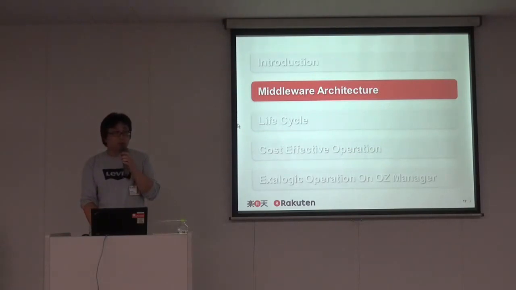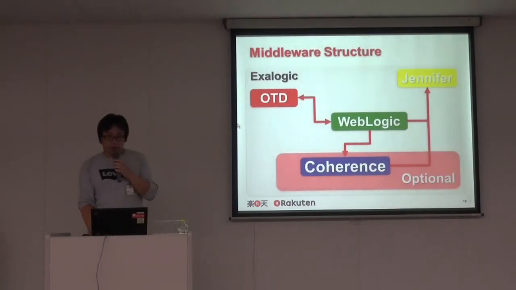The second chapter is about middleware architecture on ExaLogic. Oracle Traffic Director is located on the front side for forwarding requests to application servers such as WebLogic. As everyone knows, WebLogic server is used as a web application server. Actually, requests will be processed at WebLogic server. And optionally, Coherence can be located between WebLogic and database. Coherence will be used as a cache server for physical objects or session data. Also, all the servers will use Juniper for real-time monitoring. If you don't know Juniper, don't worry, I will explain it later.